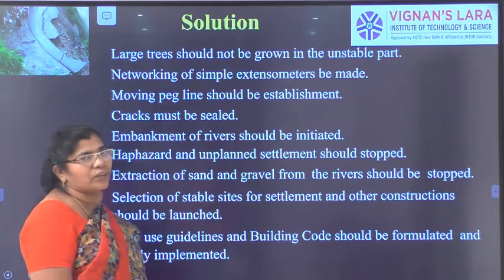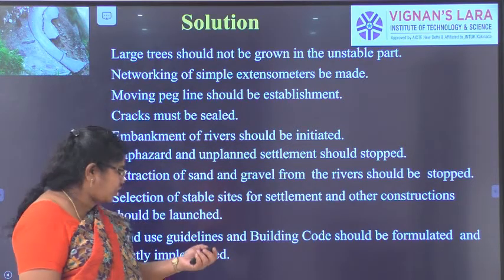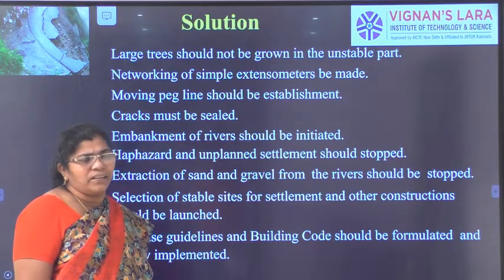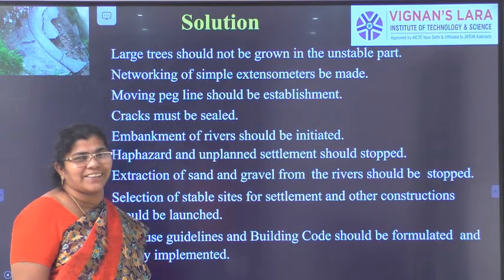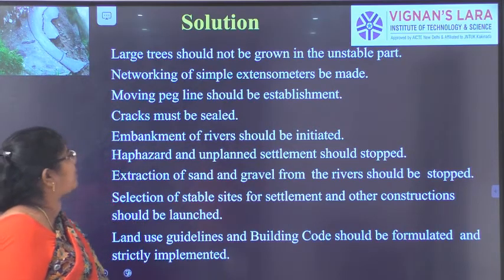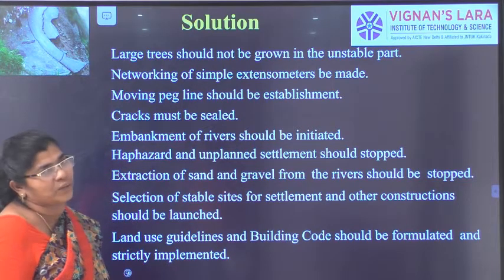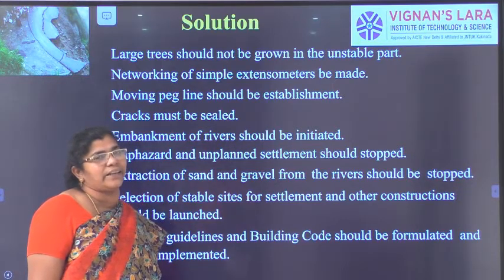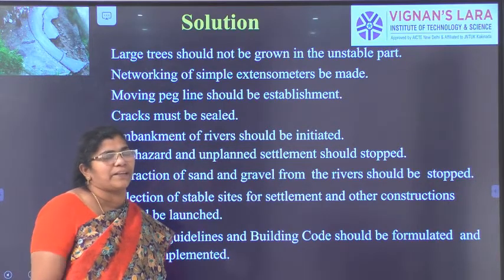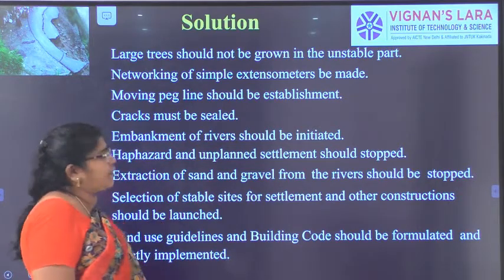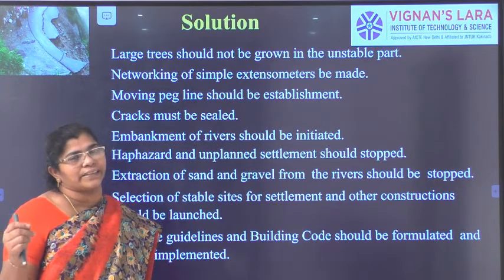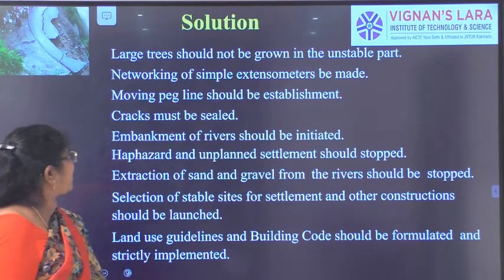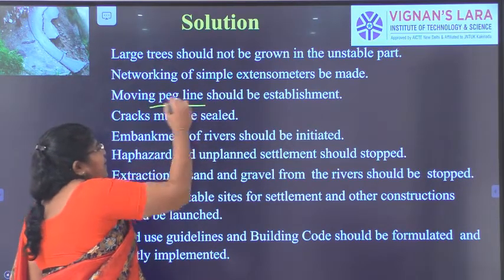So what is the solution? How to get the mitigation effect? The solution is that large trees should be grown in the unstable part, right? And a network of simple extensometers should be made. A study has to be made to make sure that the vegetation is very good, the trees are planted properly, and landslide mitigation sensors are installed there. This is what solutions they have made, and they have also said peg lines should be established.